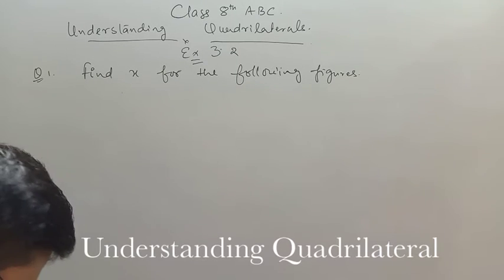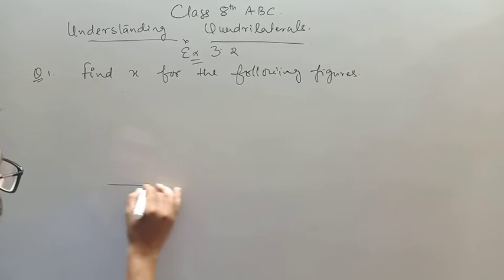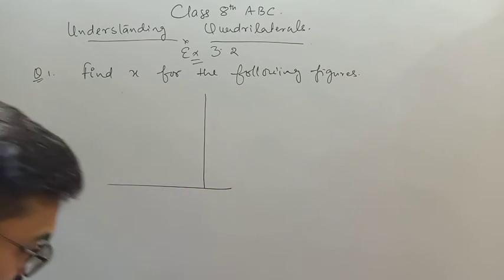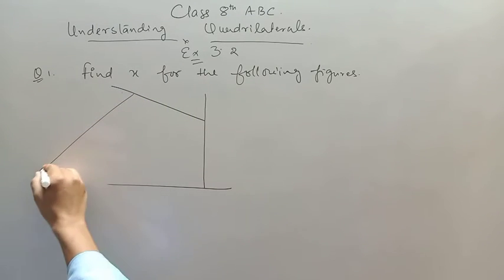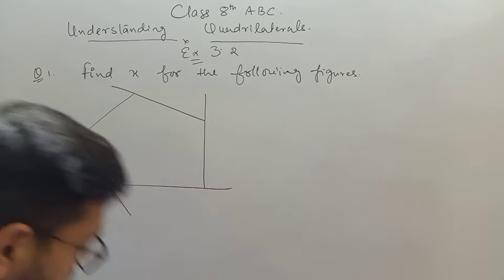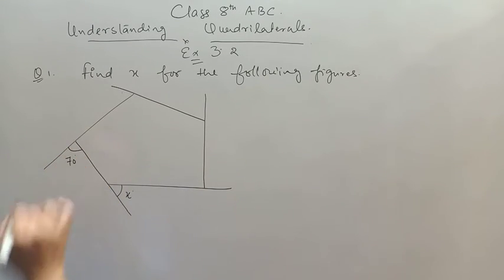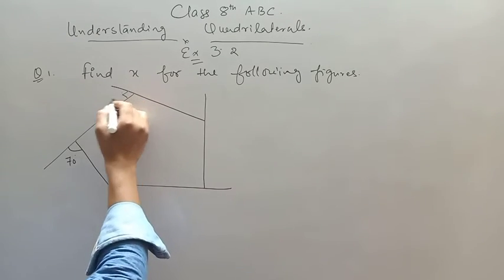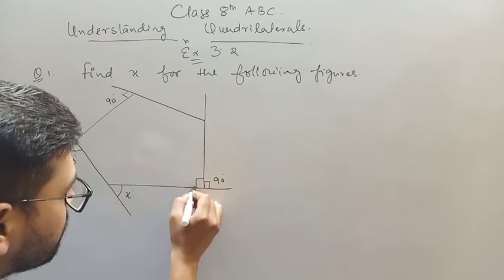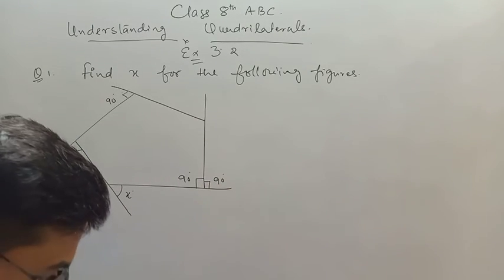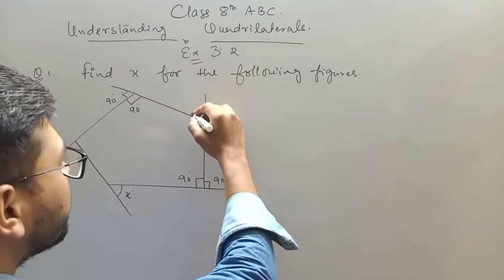Now the next question is, okay, now this is the next question. This value is x that you need to calculate. This angle is given to you, that is 70 degrees. Again, this angle is given to you, which is 90 degrees, perpendicular. Again, this angle is 90 degrees. This is also 90 degrees because perpendicular. If this angle is 90 degrees, then this angle is also 90 degrees. Linear pair angle. This angle is 60 degrees. Okay.